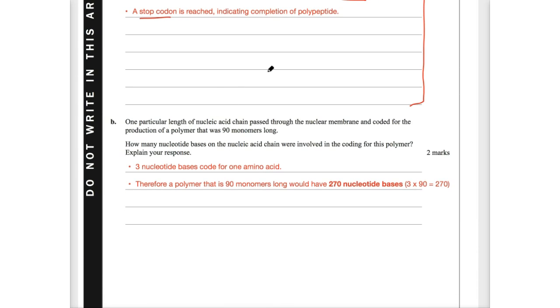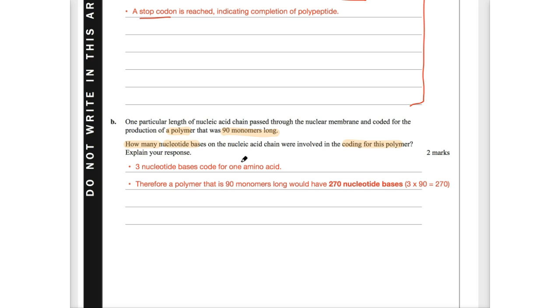And then it says 1 particular length of nucleic acid passed through the nuclear membrane and coded for the production of a polymer. Well, again, we know that polymer is the polypeptide chain that was 90 monomers long. How many nucleotide bases on the nucleic acid chain were involved in the coding for this polymer? And explain our response. So remember, we know that there's 3 nucleotide bases that code for 1 amino acid. And then we'd go through this, and the understanding is there's 3 to 1.